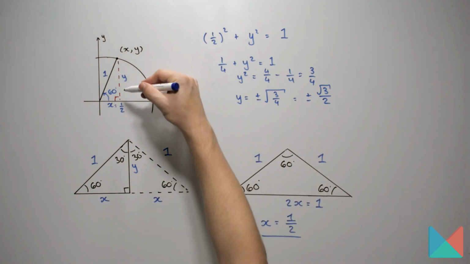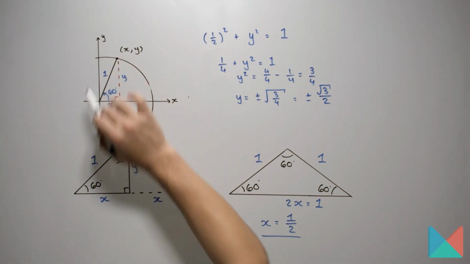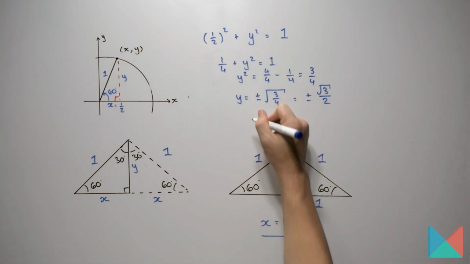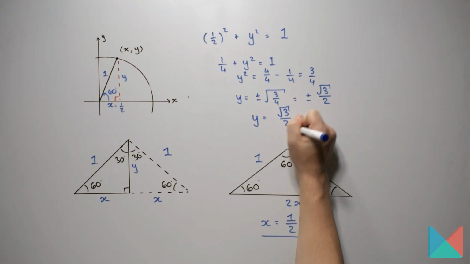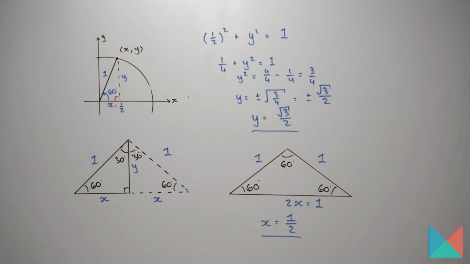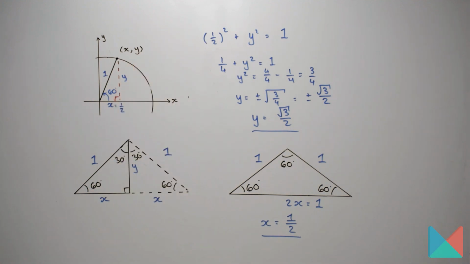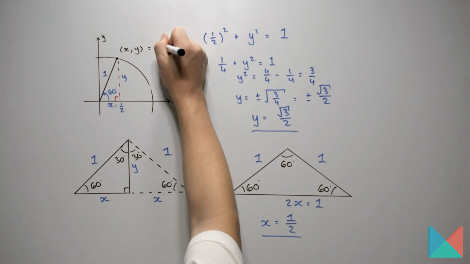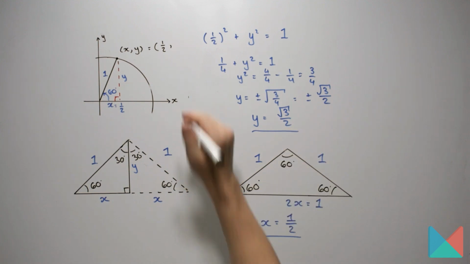Now notice here on the unit circle that we are dealing with a positive value of y, as we are on the positive y-axis. So therefore we're only going to consider our positive solution for y, and so we get y is equal to positive root 3 on 2. So now we have successfully derived both our x and y components of our coordinates for an angle of 60 degrees on the unit circle. Rewriting our coordinates, we have our x component as a half, which we found down here, and our y component as positive root 3 on 2.